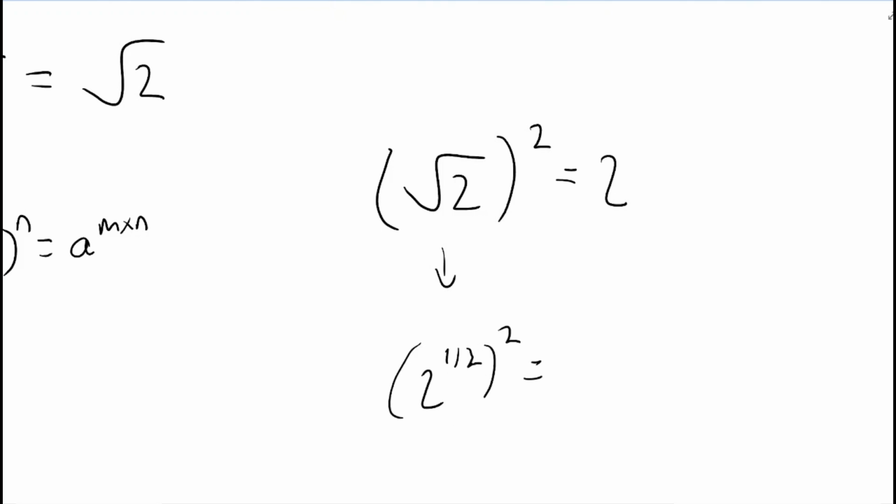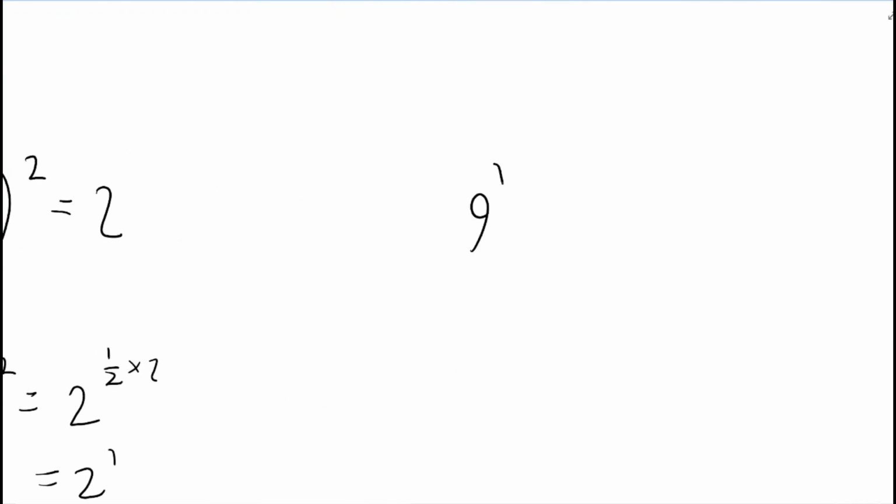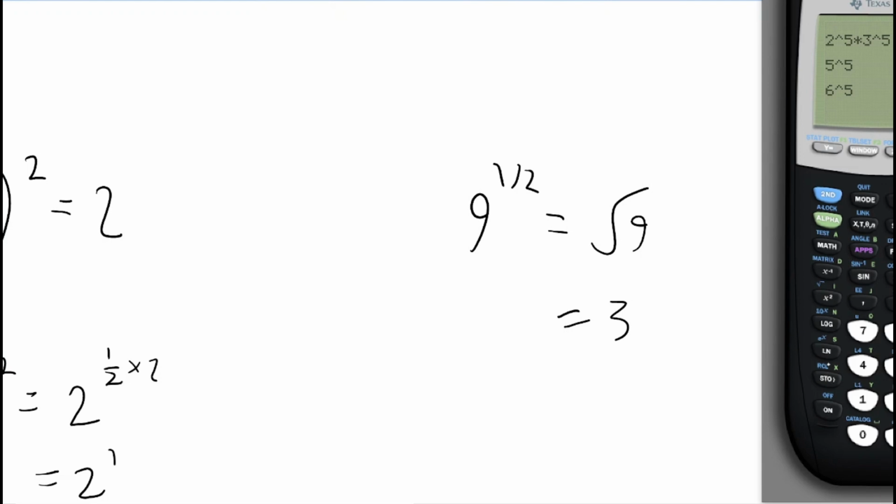And then if I square it and use the other index law, I'm going to get 2 to the half times 2, which is actually 2 to the 1. So all these index laws are consistent with each other. So if you wanted 9 to the power of a half, that's going to be square root of 9, which is 3. And we can actually see that if I do on my calculator 9 to the power of a half, you're going to get 3.